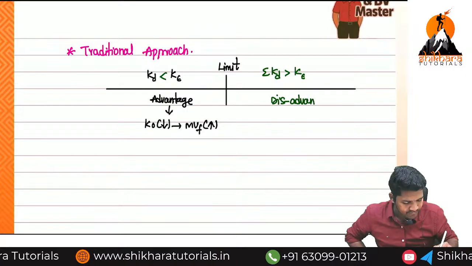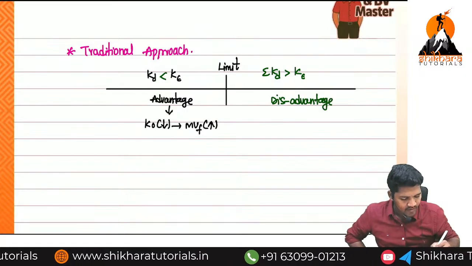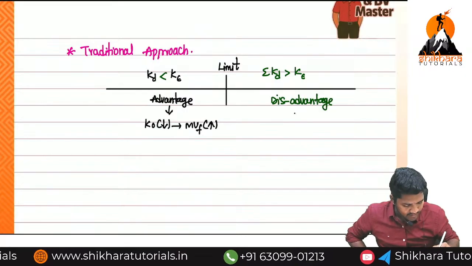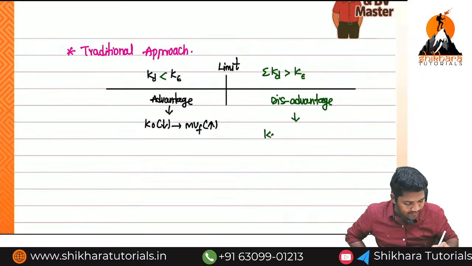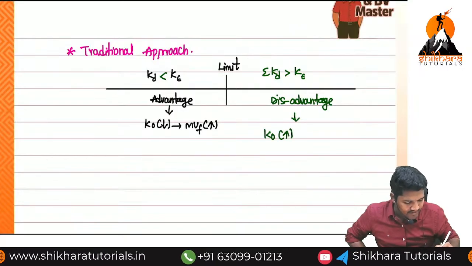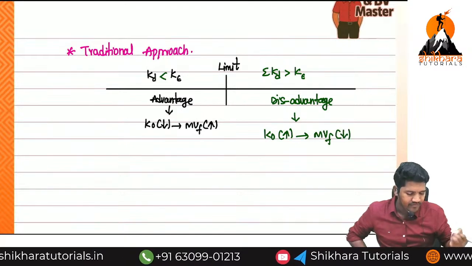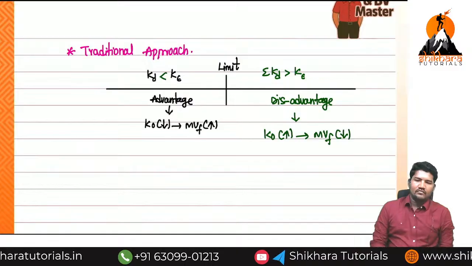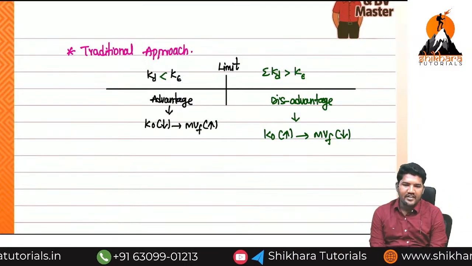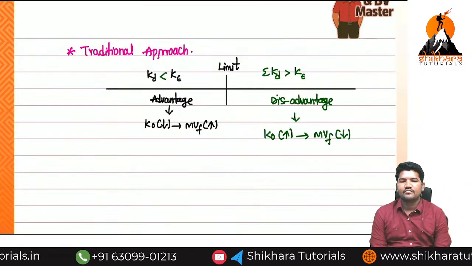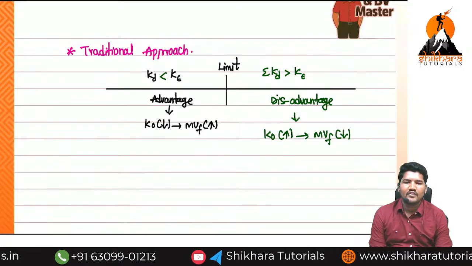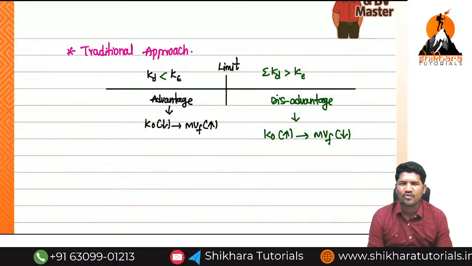Disadvantage. Because of that condition, your KO, what happens? Increases. If KO increases, market value of a firm decreases. That is expressed by the traditional approach. There is no calculation part, etc.